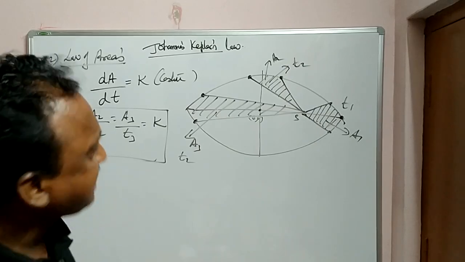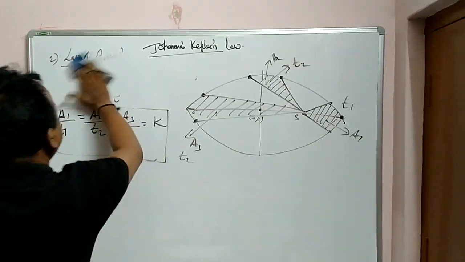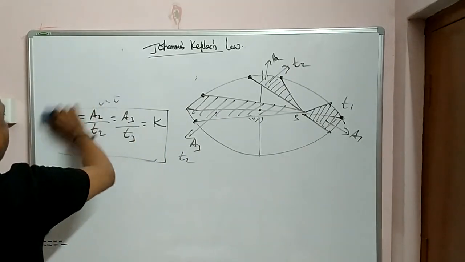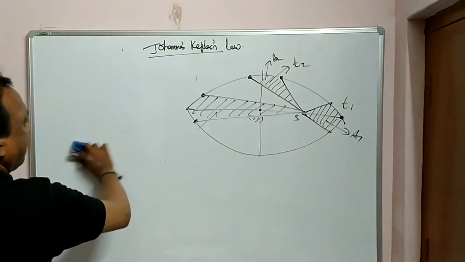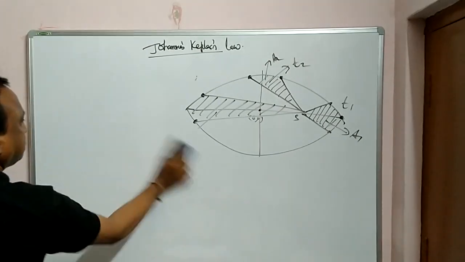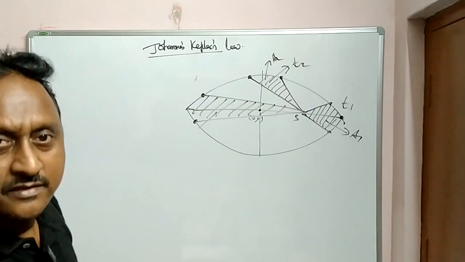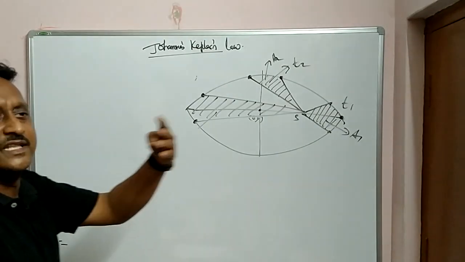And we are coming to the last one, the final one, that is the third law, which is also called the law of time periods. Law of time periods, third law. So what is the third law? Already we have discussed it in the first law.